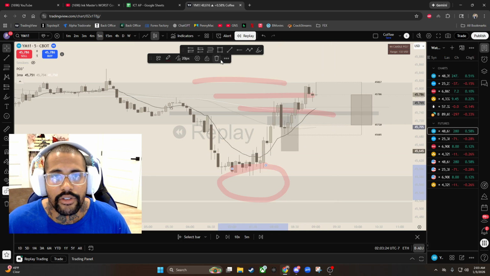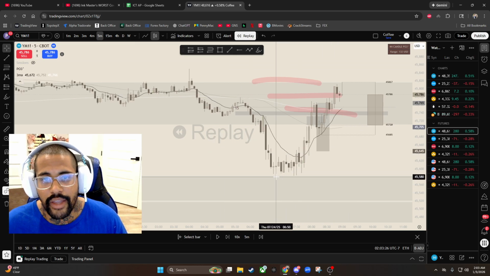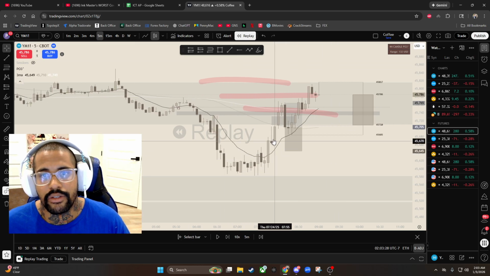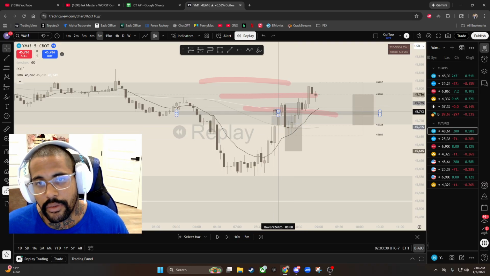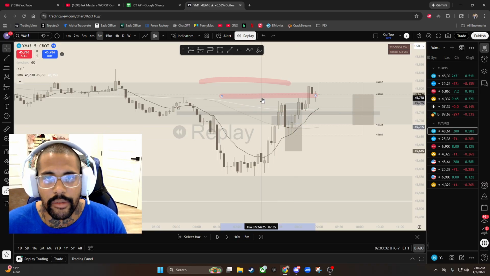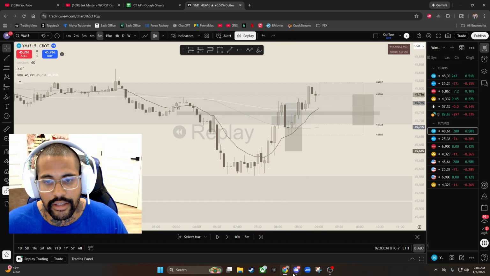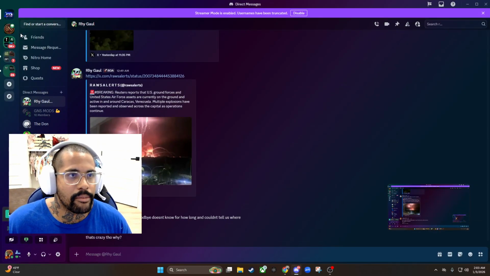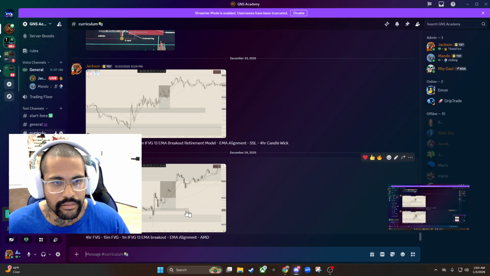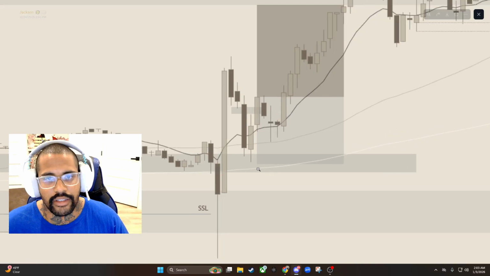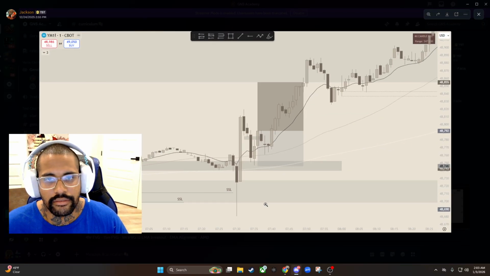But even if we have a clear draw on liquidity, even if we have a great setup, like we still have EMAs in the way. And we don't want EMAs in the way. A perfect setup would be EMAs not in the way. For example, this is EMAs not in the way.